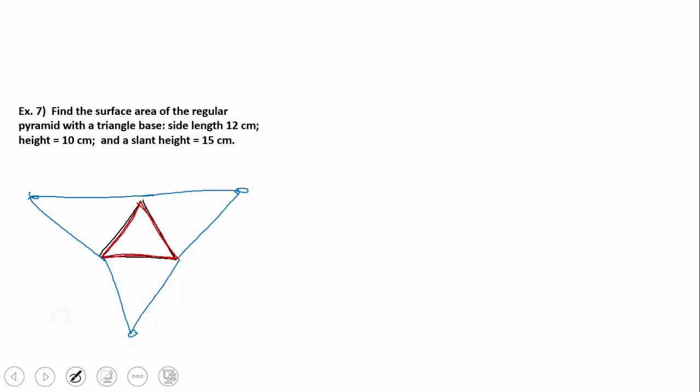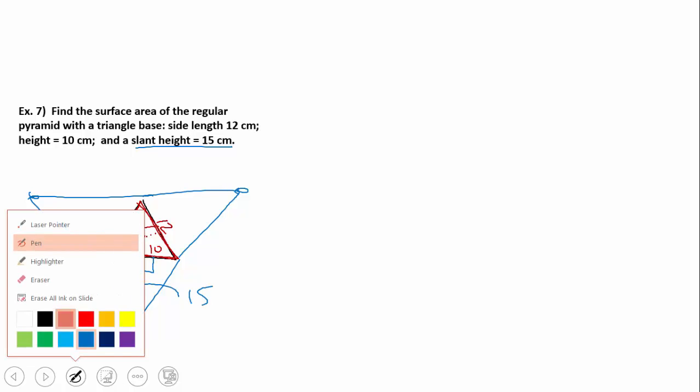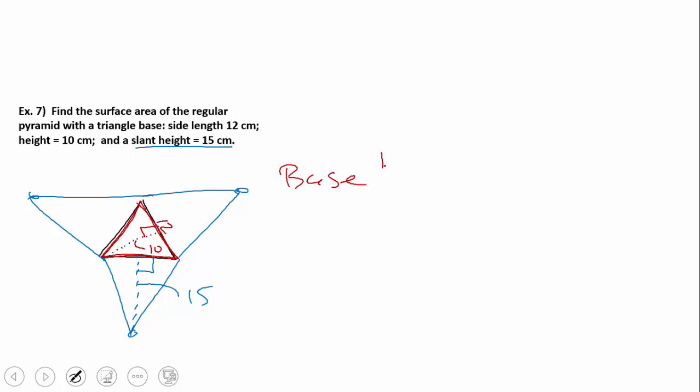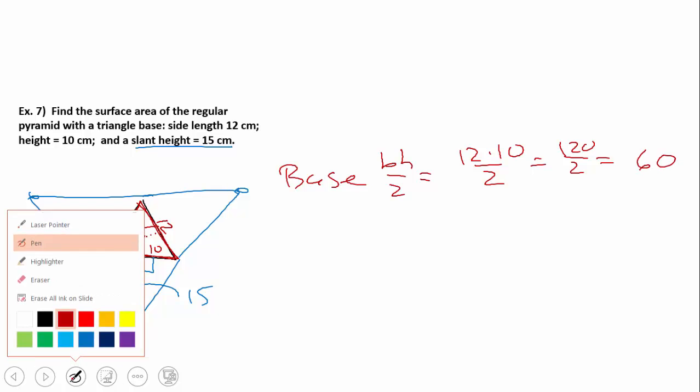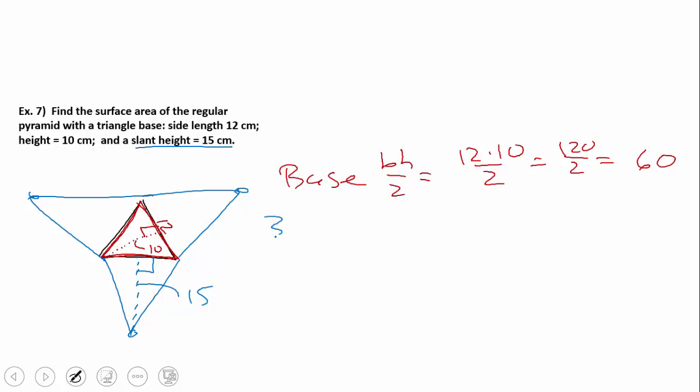Well, it told me that it had a side length of 12, so right here is 12, and a height of 10. That means inside this base right here, that's 10. And then I've got a slant height of 15. So I would go like this and say that that's 15. Now I can go to business. My base times height divided by 2, and that's going to be 12 times 10 divided by 2. That's 120 divided by 2, which is 60. And then I have 3 lateral faces. Wrong color. 3 lateral faces.